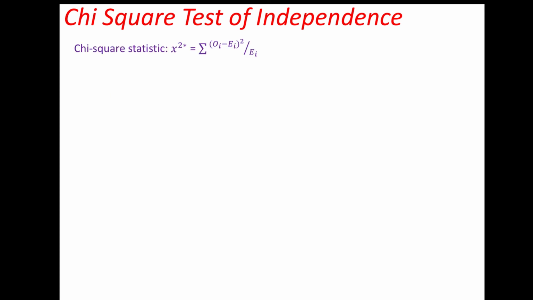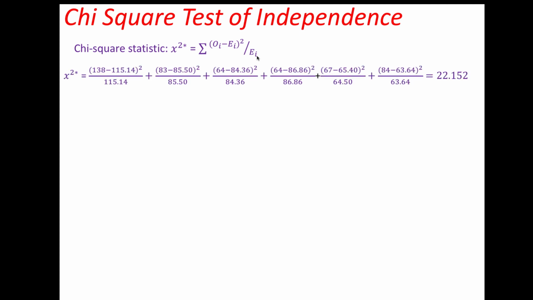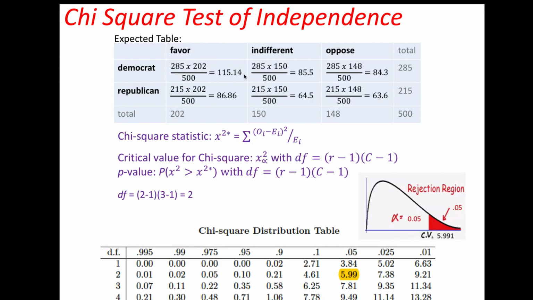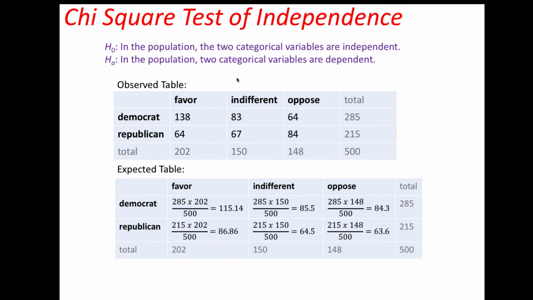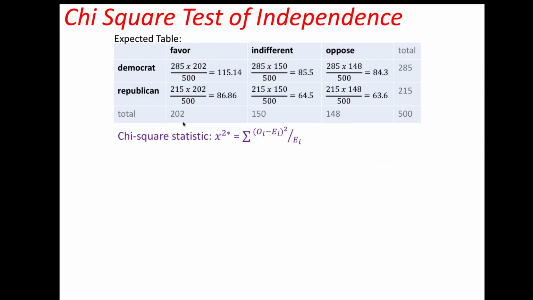So now we're going to calculate our test statistic. Remember, the chi-square is calculated by the sum of observed minus expected, square that, divide by the expected value, and sum all of those together. It looks something like this. If you go back to our table of expected here, these are all of your expected values. These are your observed values. They're the values that you utilize in your calculation for the chi-square statistic.